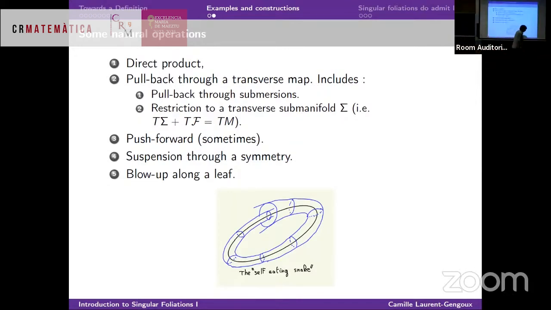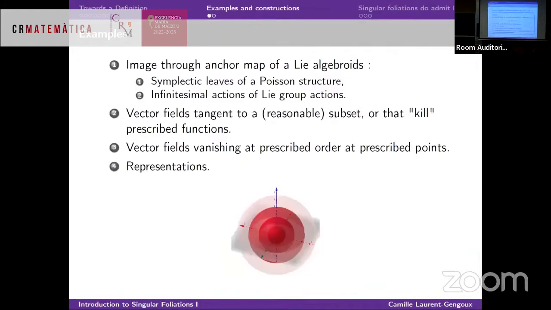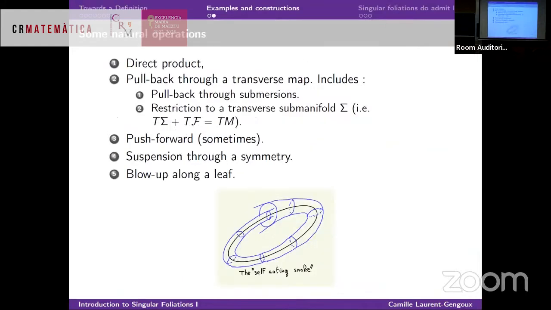Okay, so that's my first justification. Second justification of the definition of singular foliation is that all the nice constructions you can think of do actually exist for singular foliations defined as in this so-called consensus definition. Yes? Is there any reasonable equivalence relation on what you call a singular foliation to make this a bijection with the leaves?